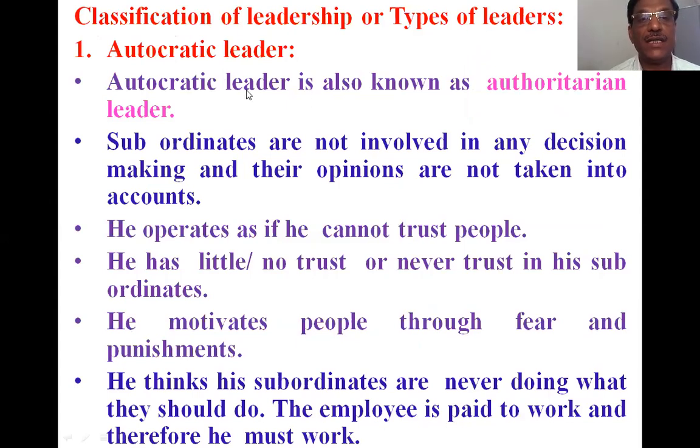First one is autocratic leader, based on authority. Autocratic leader is also known as authoritarian leader. Because of power and authority, they influence others. The best examples for this autocratic leader are Hitler, Saddam Hussein, and the North Korean leader. In this type of leadership, the subordinates are not involved in any decision making.